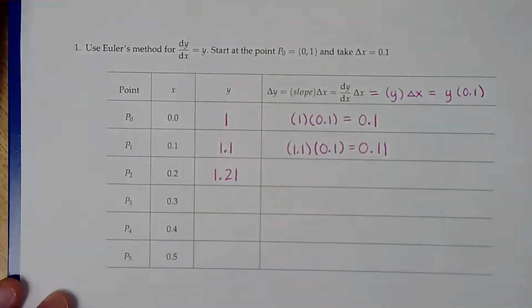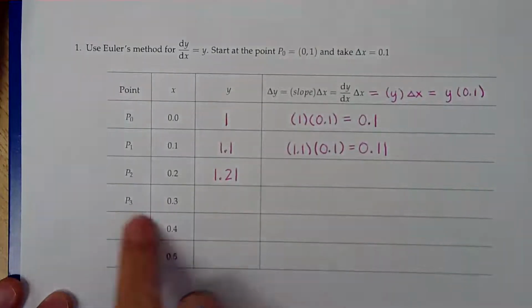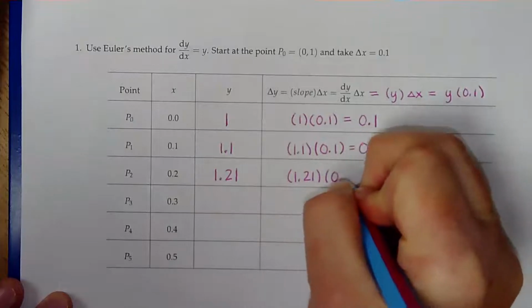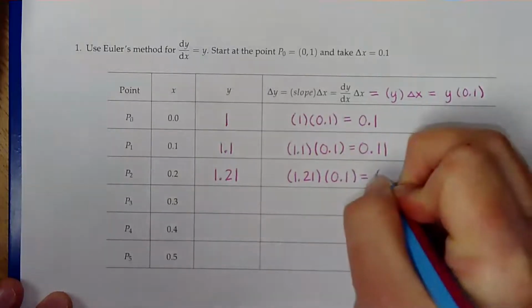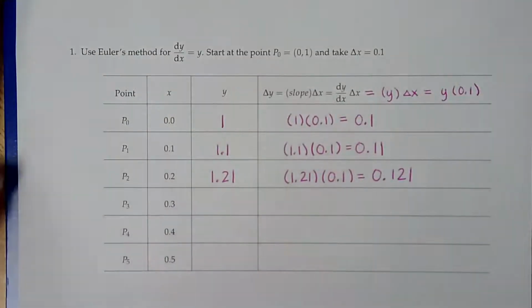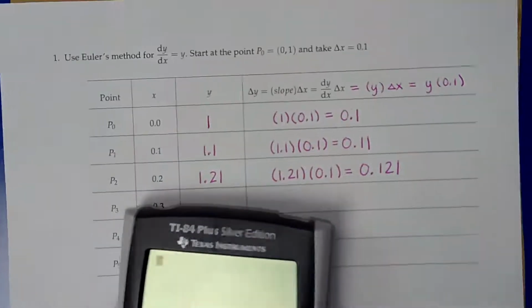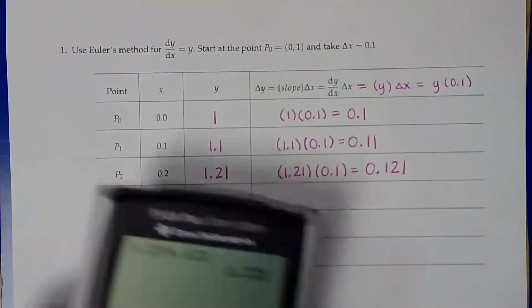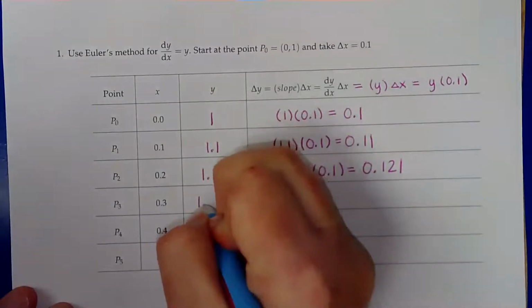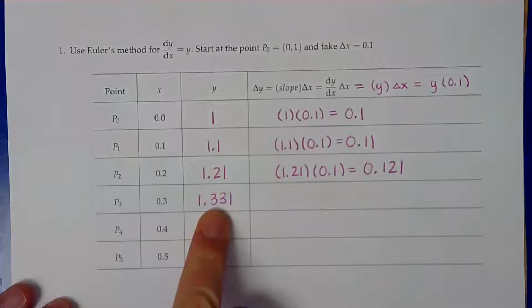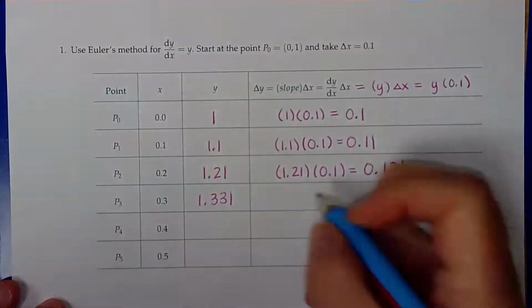And then I'm ready to work on finding the y value for my third point. So I'll take 1.21 and multiply by 0.1. And that's going to give me 0.121. And I'm going to add that to my previous value here. I have 1.21 plus 0.121, which gives me 1.331. So the third point on our graph would be 0.3 for the x value and 1.331 for the y value.